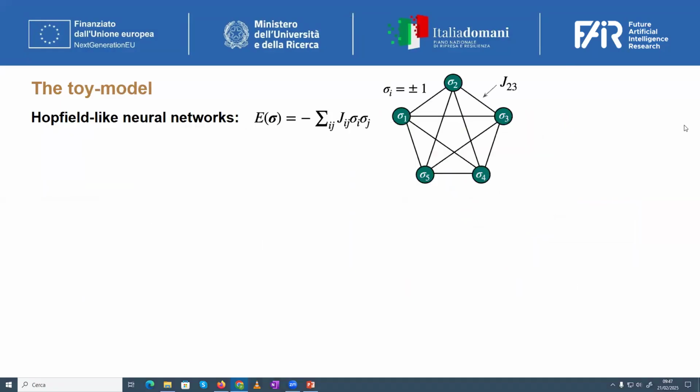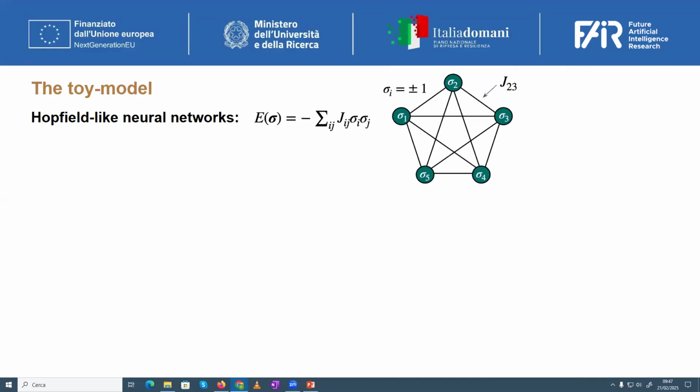As I said, the theoretical framework is the one given by Hopfield networks, which are, of course, energy-based models in which you have the neurons, which are the sigma_i variables, which can be plus 1 or minus 1, and they interact via a coupling matrix J. And this is a very simple statement of the model, but of course there is a lot of theory in that.